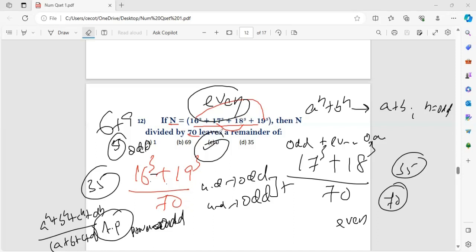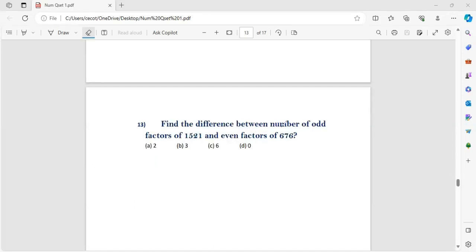Clear? Perfect. So question number 13, you're asked to find the difference between the number of odd factors of 1521 and even factors of 676. So 1521, let's factorize it. It's a multiple of 9. We can observe the number is a multiple of 9. If you know the square root value, it's actually a perfect square number, okay? If you're able to observe it as a perfect square number, you'll be able to visualize the square root value.